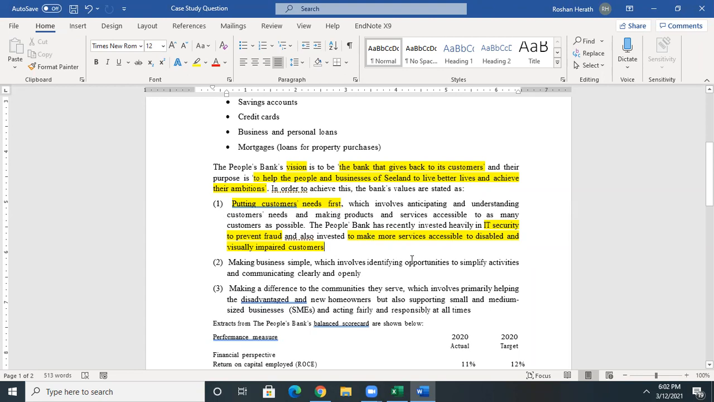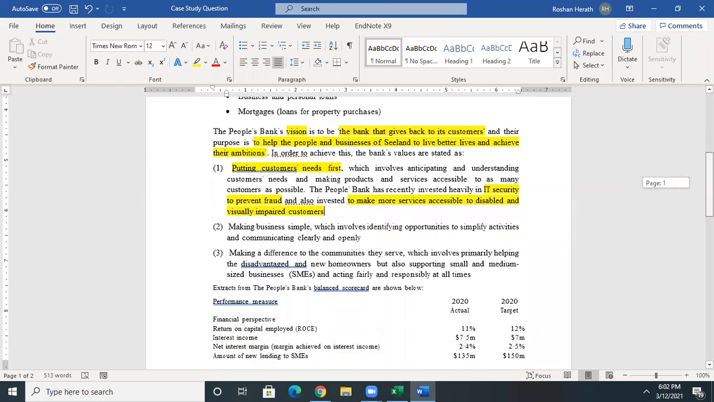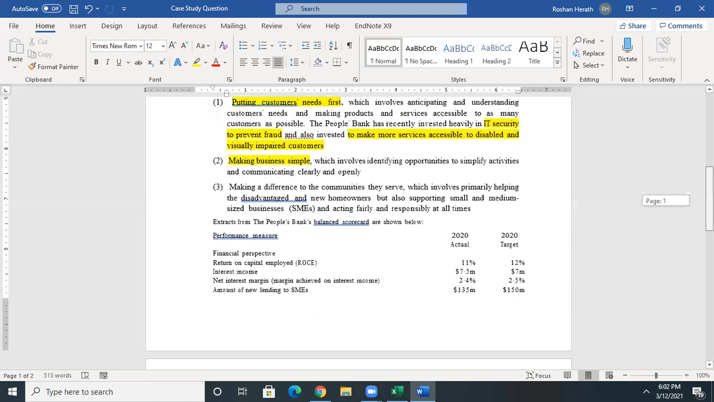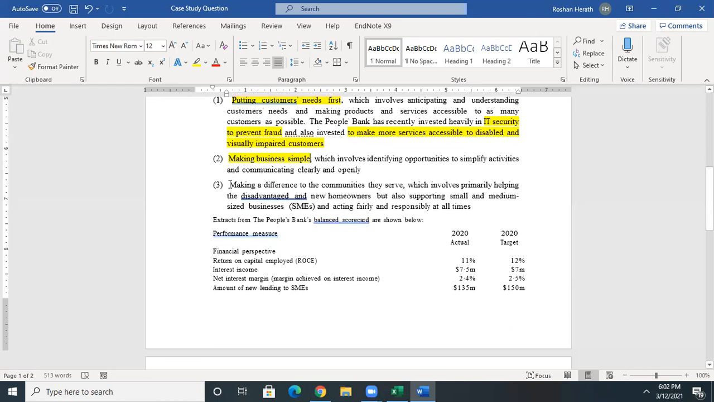and they talk about the different customer segments. And also they are looking at making the business simple. So that is another priority. So that is another value. They want to keep the business simple. So in that, which involves identifying opportunity to simplify activities and communicating clearly and openly. Okay. And also they are making a difference to the community they serve.